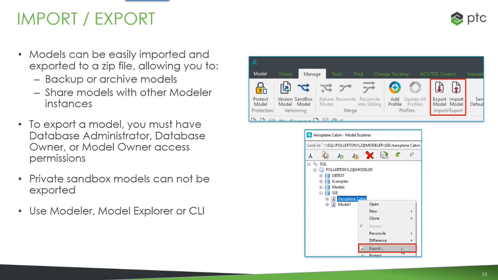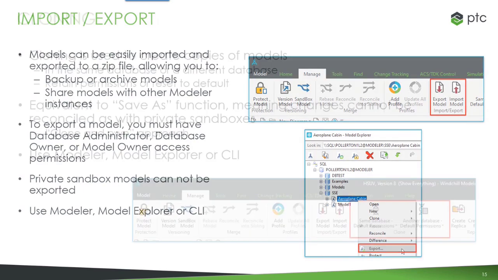We have the ability to import and export models. So if you want to copy an entire model and move it onto another machine, you can do this quite easily with export and import. It creates a zip file and can be imported into different versions as well. It's quite resilient for different versions of Modeler. Of course, keep in mind that it's a copy, so you don't want to be creating too many copies of models unless there's a good reason.